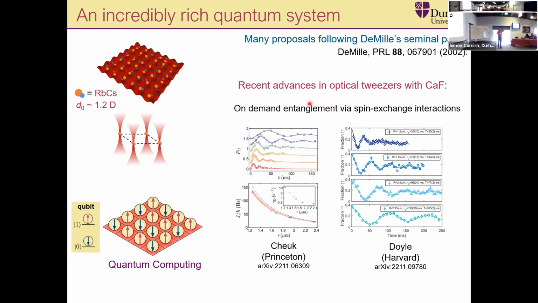And actually, there's been amazing progress with laser-cooled molecules in optical tweezers. These are two experiments, very recent papers from Princeton and Harvard, where they've done exactly this, done an entangling gate between molecules in optical tweezers. And what these oscillations are showing you is basically that spin exchange interaction, the hopping essentially from spin up to spin down across from one tweezer to the other, as a function of the separation of the two tweezers.